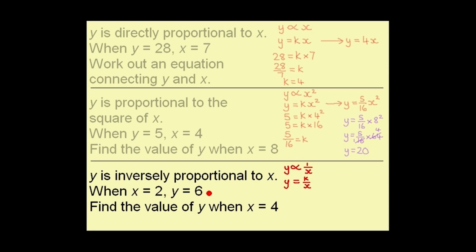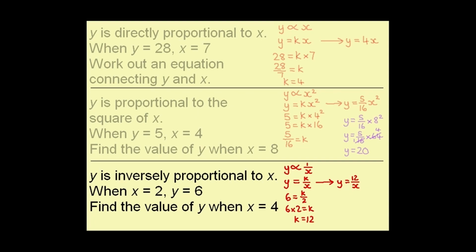Now we're going to start substituting. So I'm told that x is 2 and I'm told that y is 6. So I've got 6 equals k over 2. I can now multiply both sides by 2 to find k. So 6 times 2 equals k, and that tells me that k must be 12. Now using this line, I can write my equation. Y equals k, which is 12, over x.